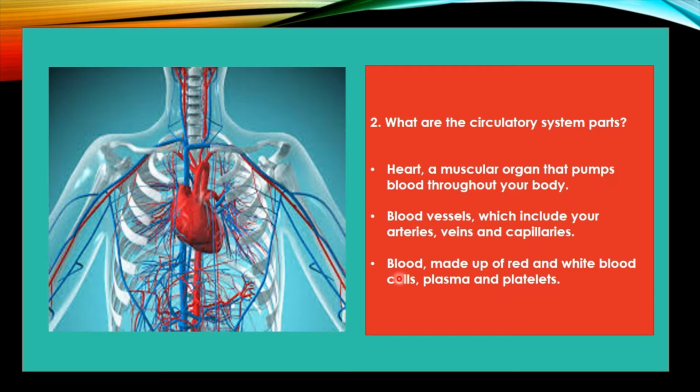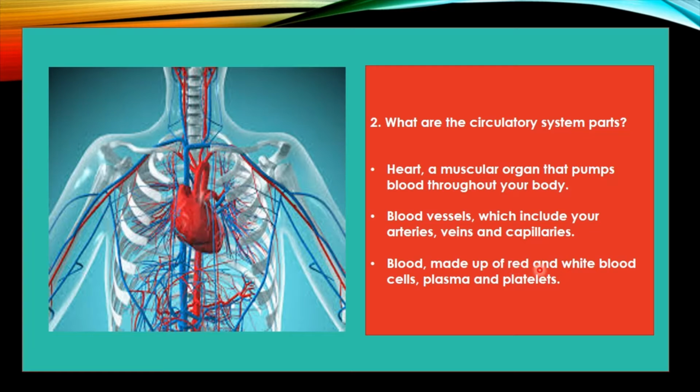Now, the third one: blood is made up of red and white blood cells, plasma and platelets. Blood is otherwise called a fluid tissue. Why is it called fluid tissue? In the sense that blood is in liquid form, so we say it is in fluid form. And why is it called tissue?